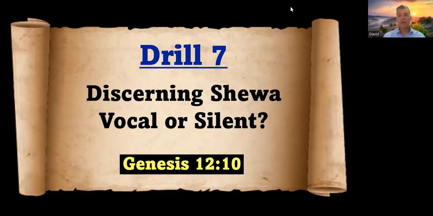And the others I haven't covered just because they're rare enough that you hardly ever see them, and we may not have the opportunity in Genesis chapter 12 to actually see the usage or the appearance of some of these rules coming into play. So we're still camping out on Genesis chapter 12, verse 10, discerning Shewa, vocal or silent. Let's jump into our lesson today.